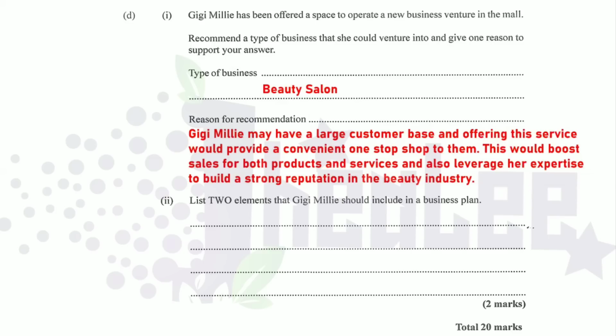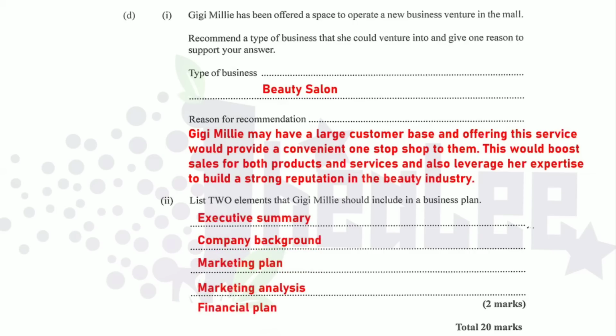And the last part of the question is for you to list 2 elements that Gigi Millie should include in a business plan. So in preparing that business plan, here are the elements that you can choose from, any 2. You have executive summary, company background, marketing plan, marketing analysis, and also the financial plan. So those are the elements of a business plan.